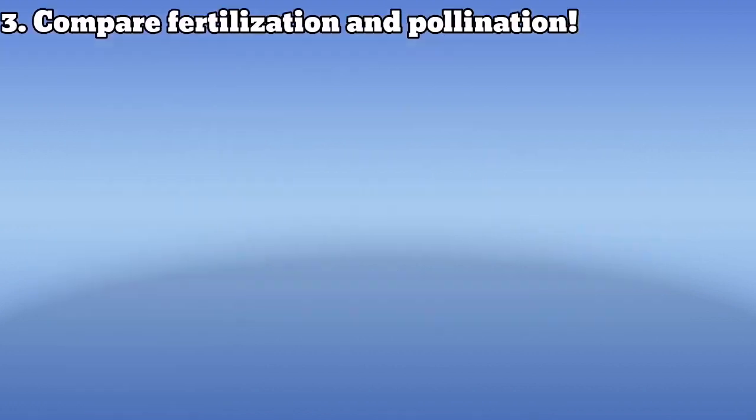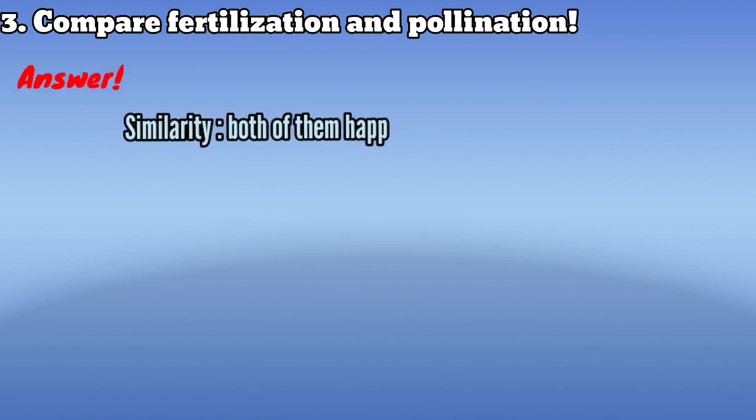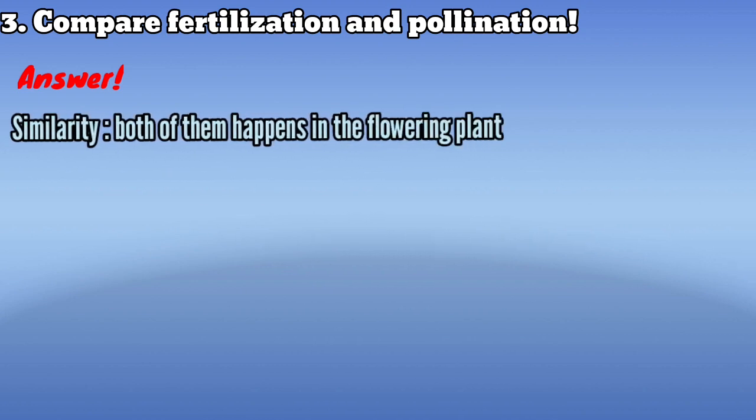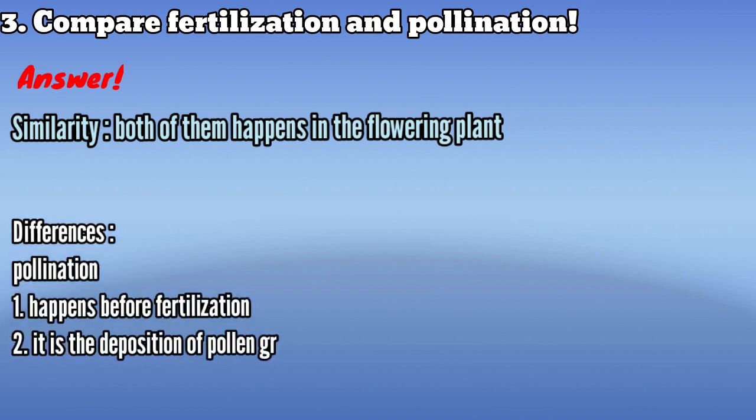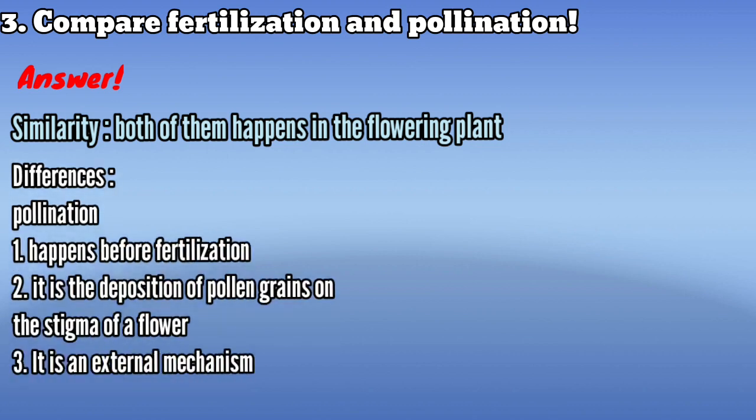Next question is question number 3. Compare fertilization and pollination. It's time to discuss the answers. Both of them happen in the flowering plants. But the difference is pollination happens before fertilization. It is the deposition of pollen grains on the stigma of a flower, and it is an external mechanism.